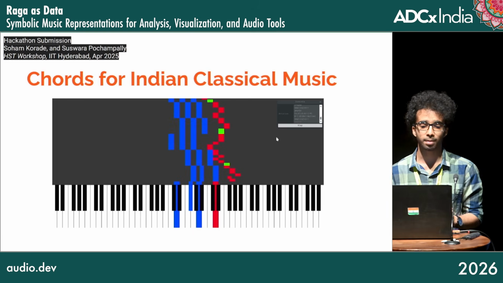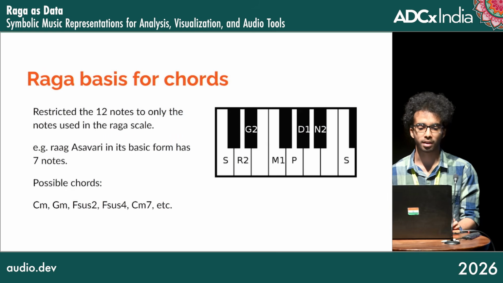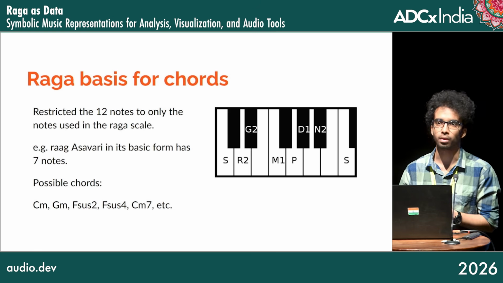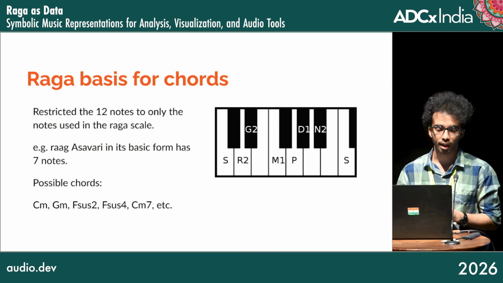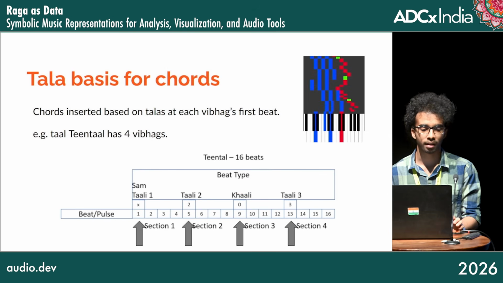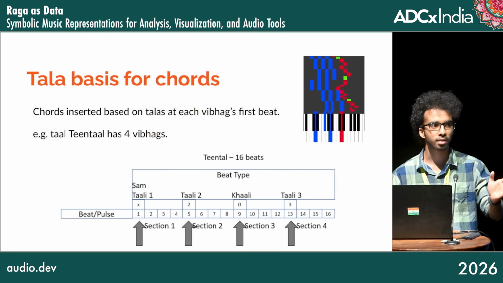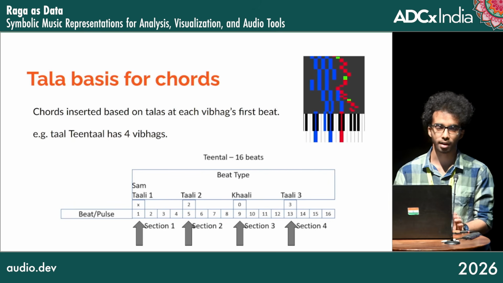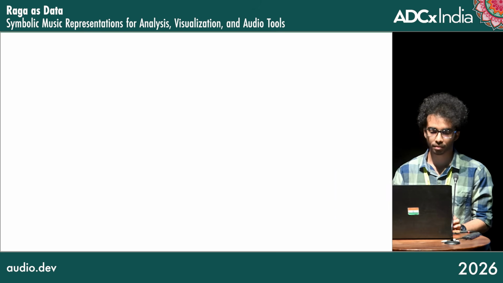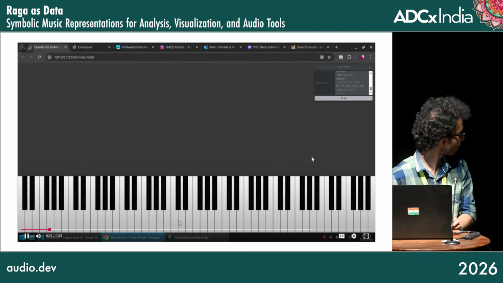We can also experiment with harmony by combining scale constraints and rhythmic structure. For example, if we have Raga Asavari and we want to create chords for it, then we can use the possible notes in that scale. And based on the tala, we can use different vibhags. The starting point of a vibhag we can use as a chord strum. And I would like to show you this example.